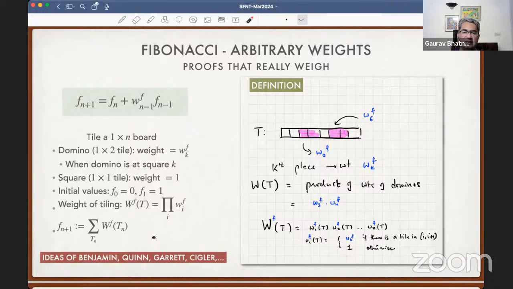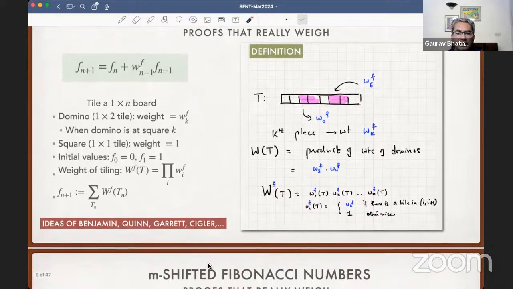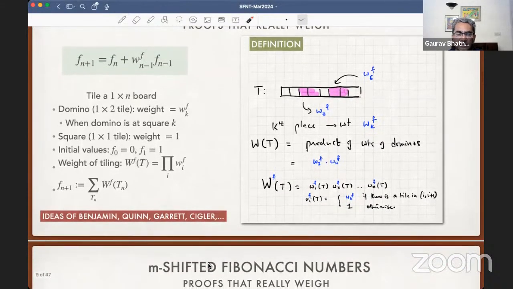So again, I've mentioned Benjamin Quinn Garrett, and I should also mention Seidler. He also has something very similar to this, where he did many identities. This is unpublished work, but it's available on arXiv.